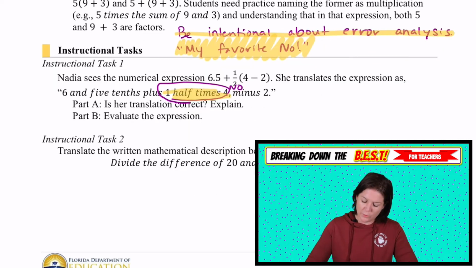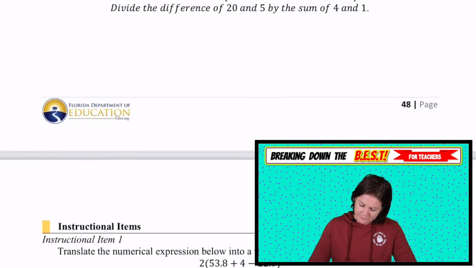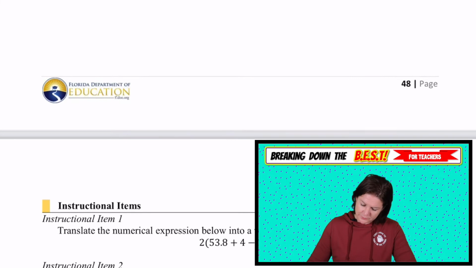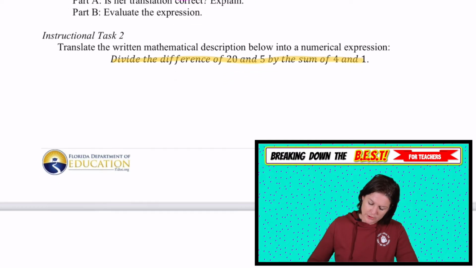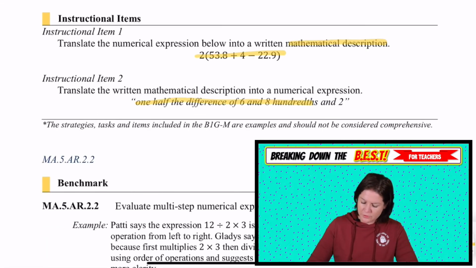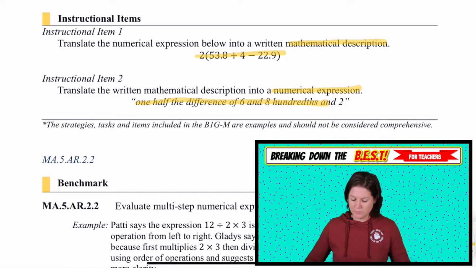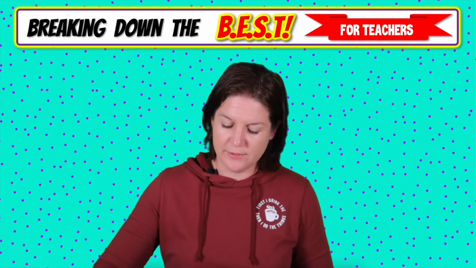I just was marking what was wrong with this one, the 1/2 times 4. Right, and I think that's good. So this is just kind of what it looks like in action, translating this into a numerical expression. Here's the numerical expression, write it as a mathematical description. Here's the mathematical description, write it as a numerical expression. So you can see we're going back and forth in translation.